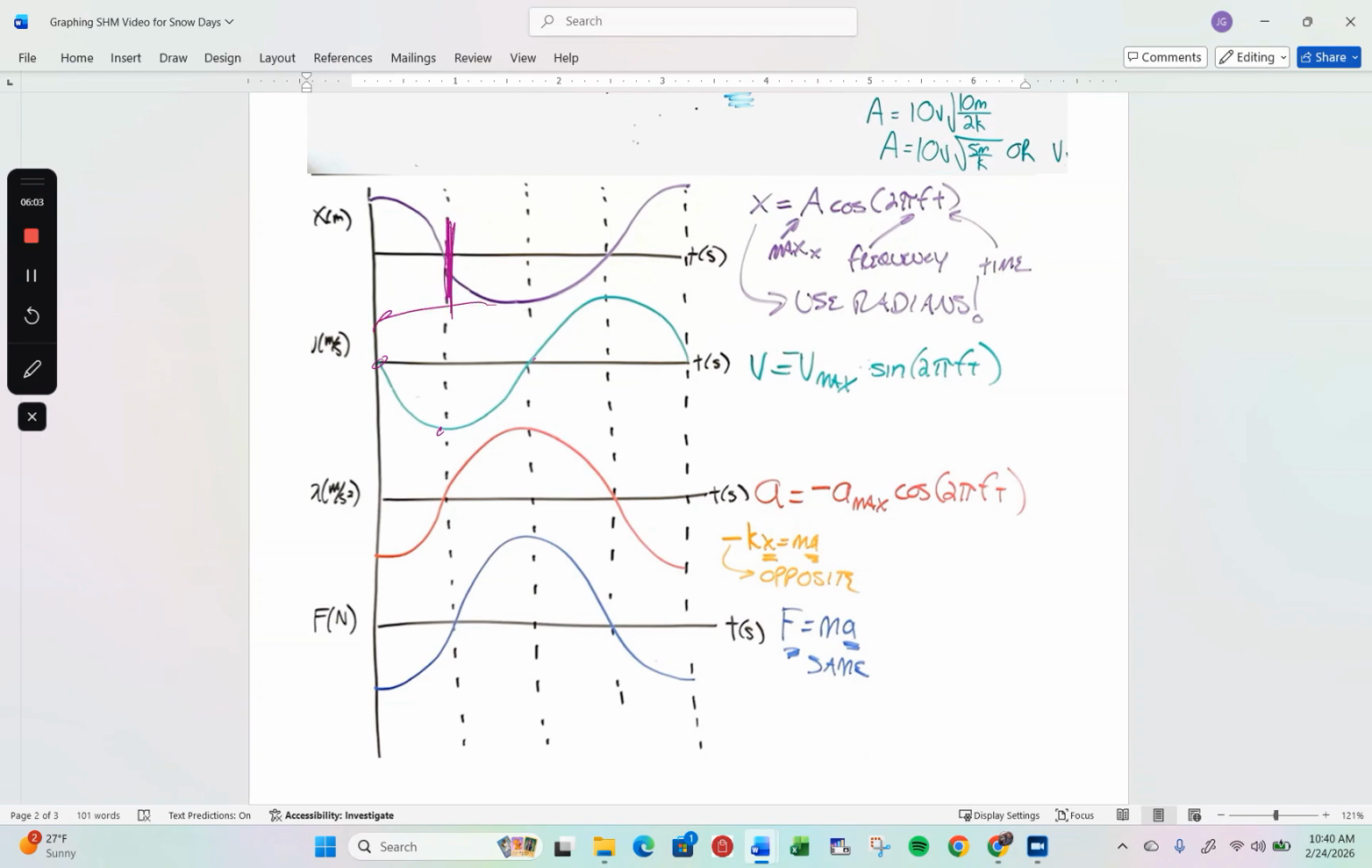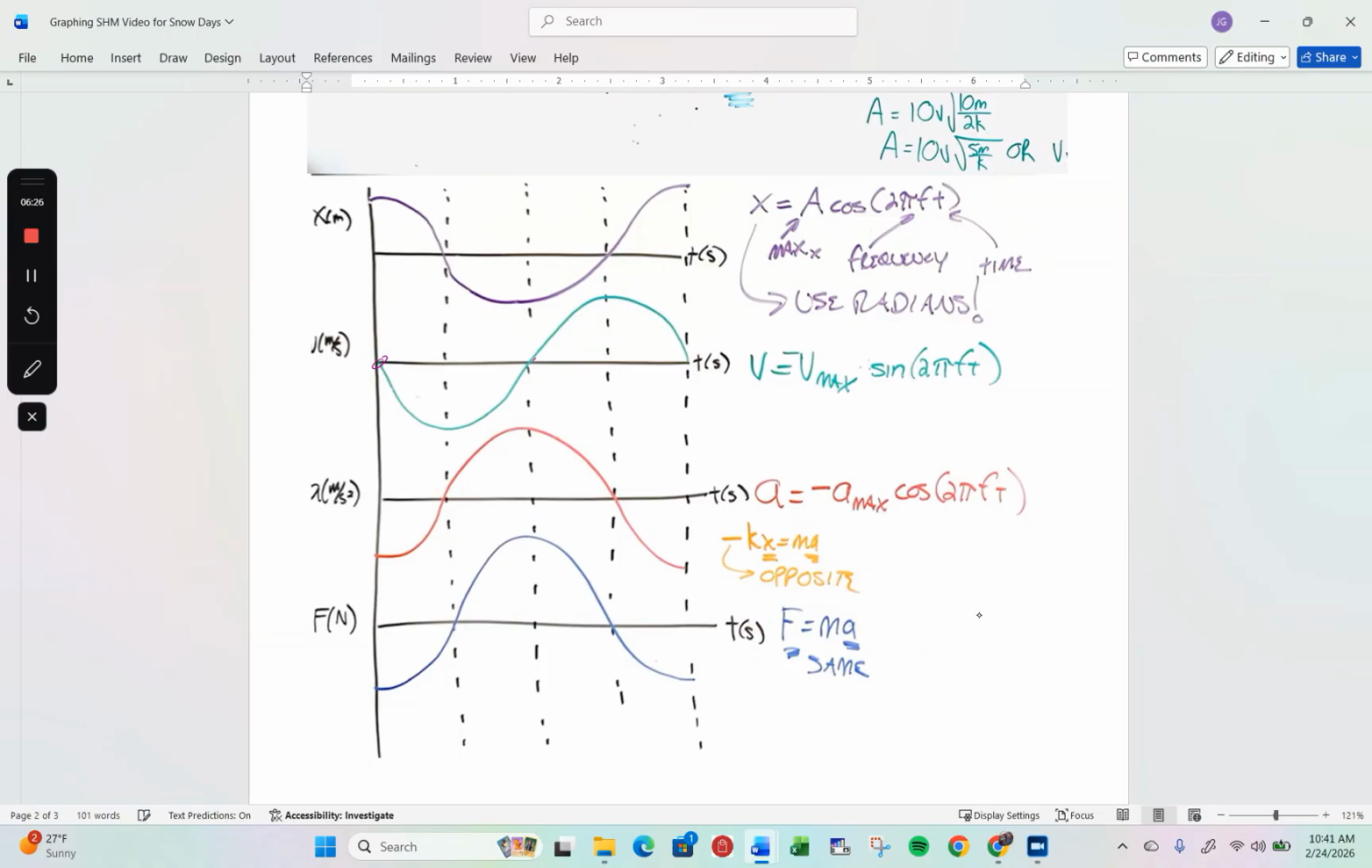Another slightly dirty trick that you can do is for the next graph, if I cut this off at a quarter period and slide it over, I get the velocity-time graph. If I cut this off at a quarter period and slide it over, I get the acceleration-time graph. It's pretty interesting.